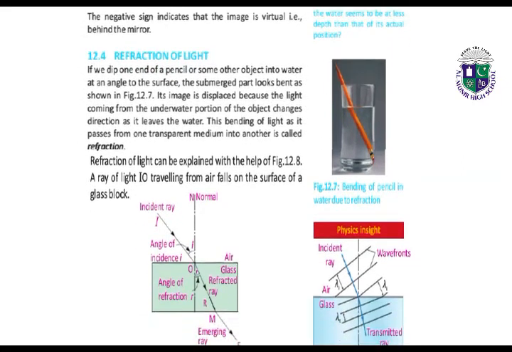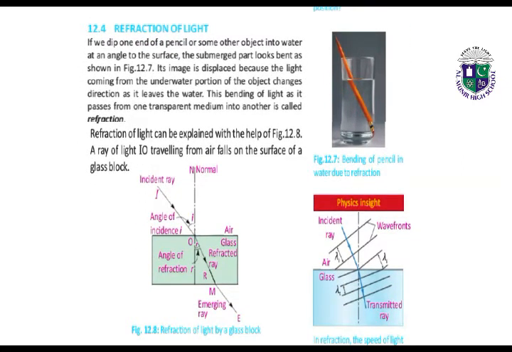Next we have the refraction of light. Refraction of light is somewhat different from the reflection of light. Look at this example. Figure 12.7 is showing the refraction of light. Look here, half the pencil is in water and half the pencil is in air. This bending of the pencil in water is due to refraction. If we dip one end of a pencil or some other object into water at an angle to the surface, the submerged part looks bent as shown in figure 12.7.